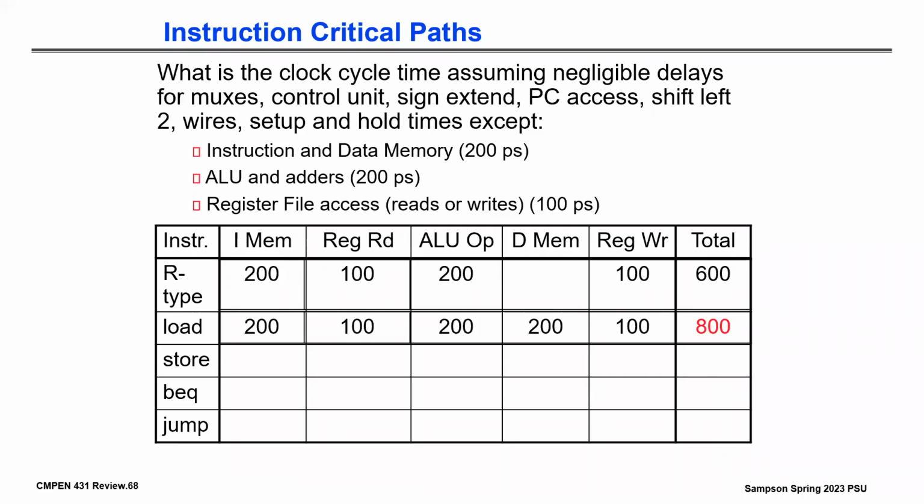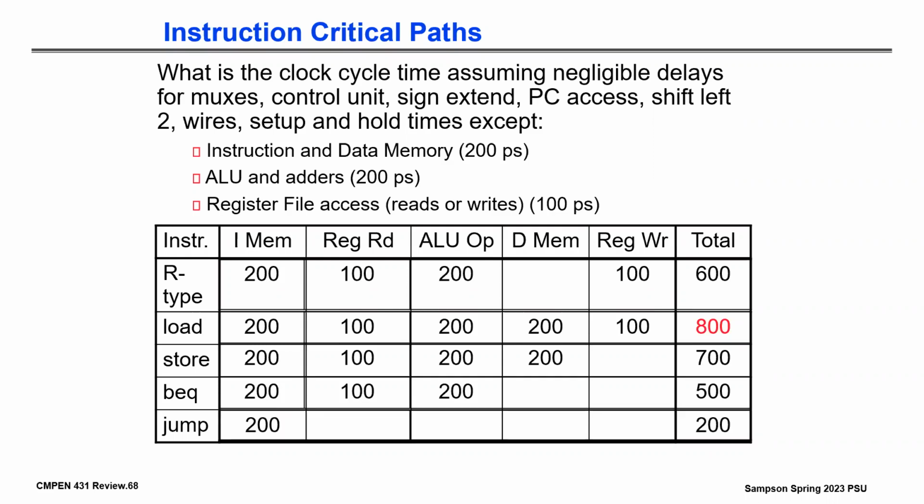Okay, but in terms of all the resources needed, load is our poster child for resource usage. Stores a little less, branch a little less. Jump is very simple, right? Jump is just a PC update.